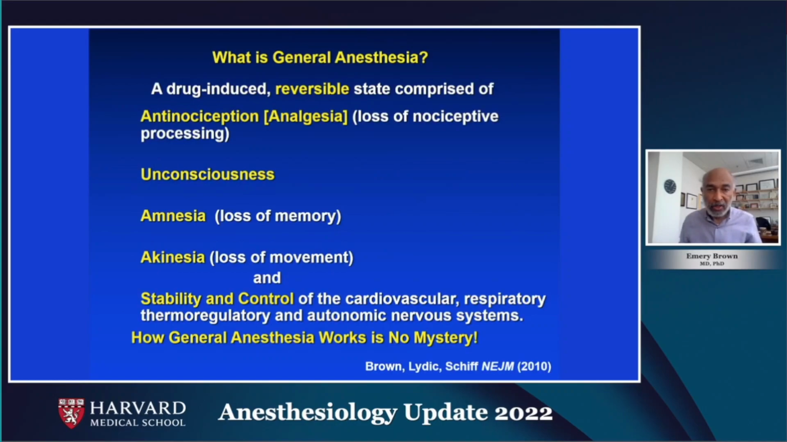So what is general anesthesia? It's a drug-induced reversible state comprised of antinociception (analgesia), unconsciousness, amnesia, akinesia, and physiologic stability. And the key part is this is a reversible state, and we use, as we know, combinations of drugs to achieve this state. It's often said that how general anesthesia works is a mystery, and nothing could be further from the truth.